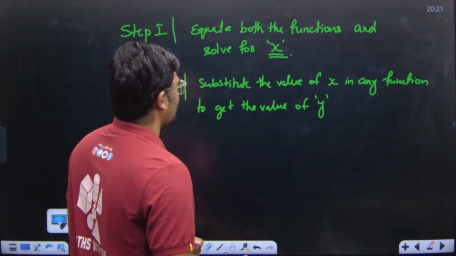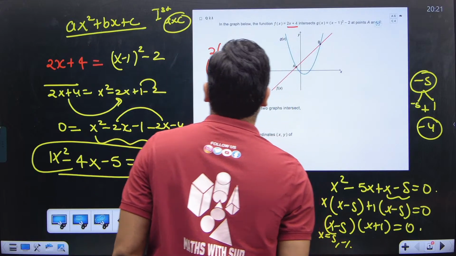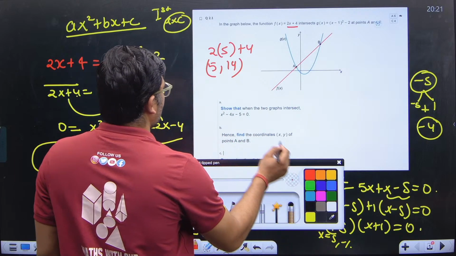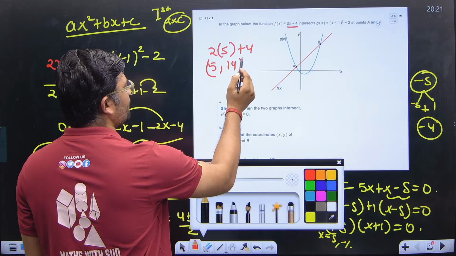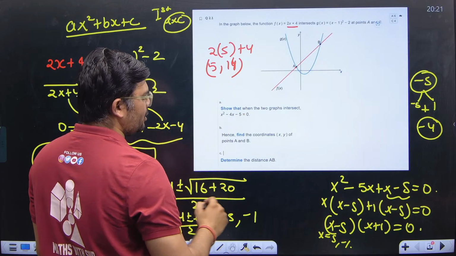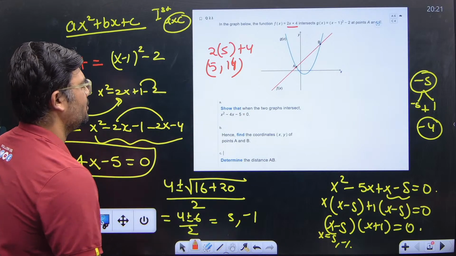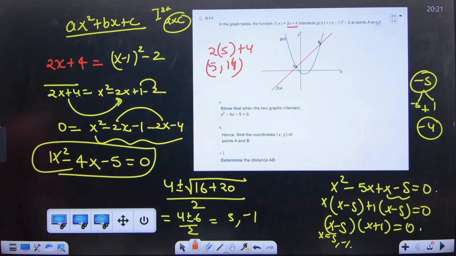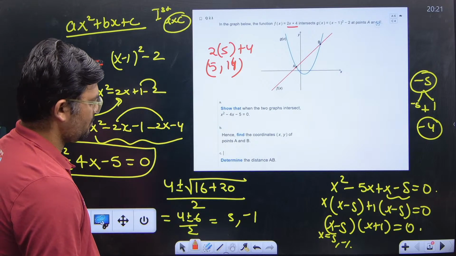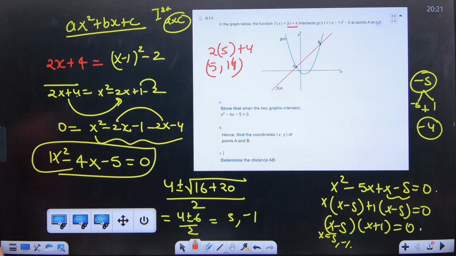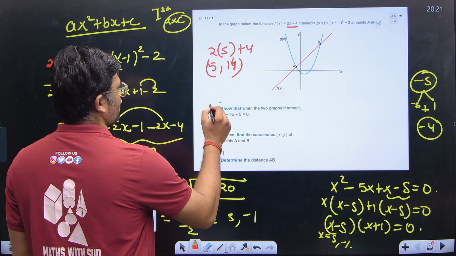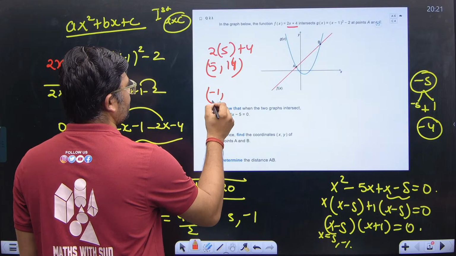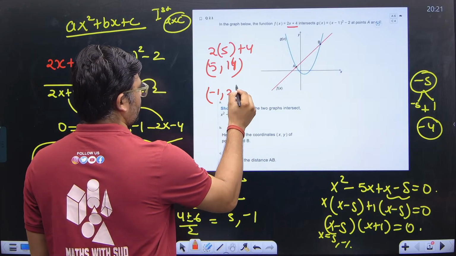Shall I continue? Yes. Okay. So in this, you will get 2 into 5, 10 plus 4, 14. So 5 comma 14 is one of the answers. Can you tell me what will be the other answer? You got 5, 14 because you did 2 into 5 plus 4. So then it'll be 2 into minus 1 plus 4. So 2 into minus 1 is minus 2. Minus 2 plus 4 is 2. So you will get minus 1 comma 2.